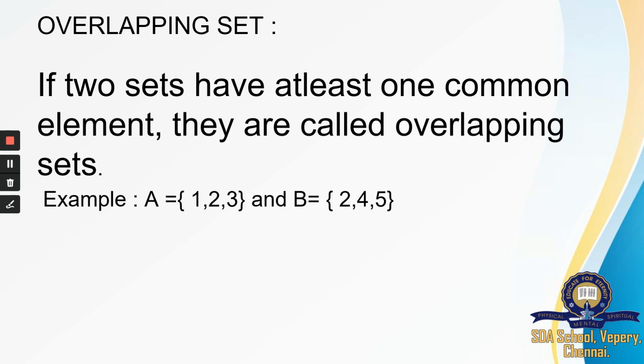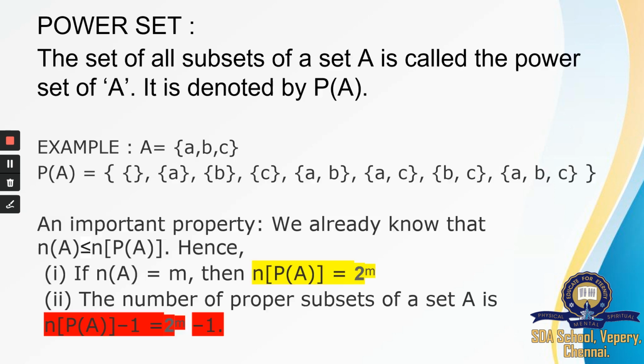Then the overlapping set. This is just the opposite of a disjoint set. It should have at least one common element. Again, for example, set A has elements 1, 2, 3, and set B has elements 2, 4, and 5. Though they are different, at least they have one common element, right? Two is the common element over here. So we can call this an overlapping set.